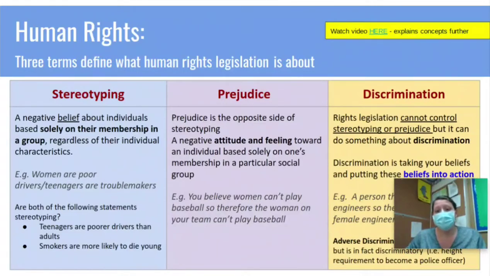Okay. So that is the difference between stereotyping, prejudice, and discrimination. And it's really, really important that we understand them. So I'm going to ask you now to pause this video and watch the video at the top of the screen here that's linked to make sure that you fully understand this example here.